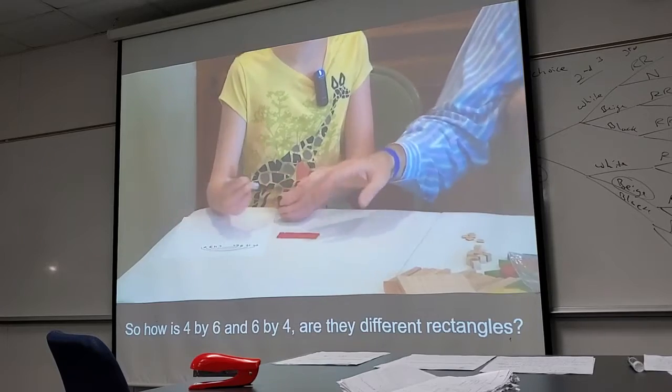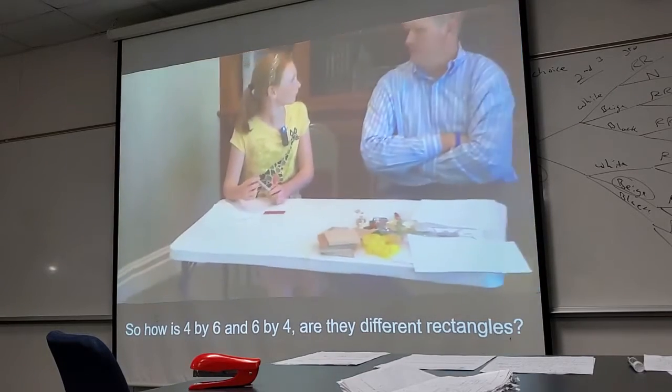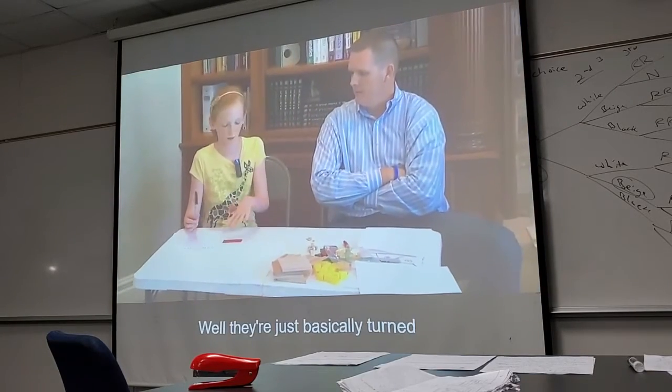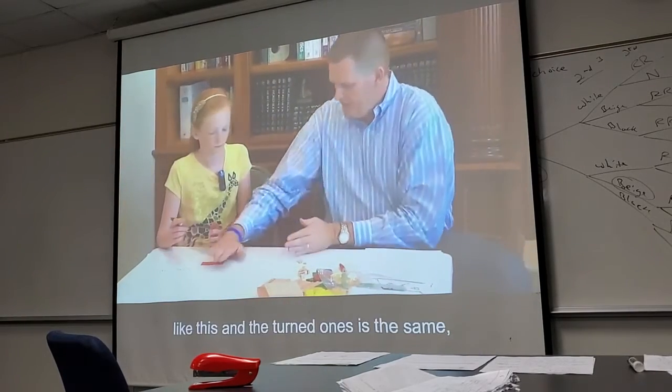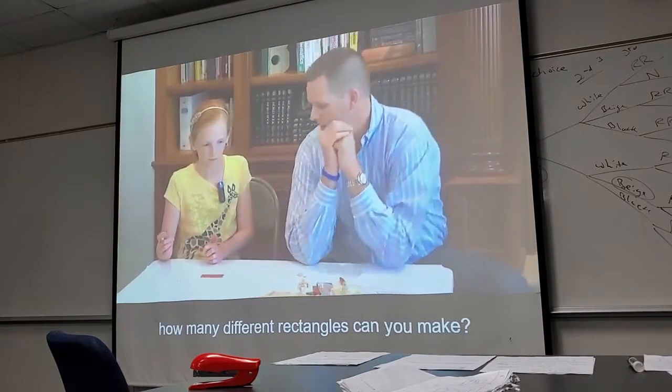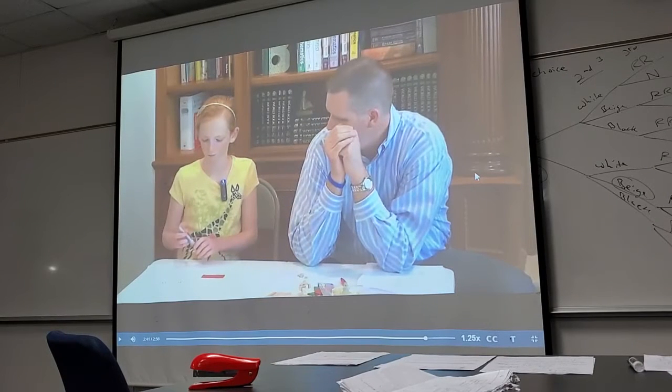So how is 4 by 6 and 6 by 4, are they different rectangles? Well, they're just basically turned. They'd just be turned. So if we count them like this and the turned one is the same, how many different rectangles? Real quick, what property is that? Rectangles, if you turn it around, the area is the same.